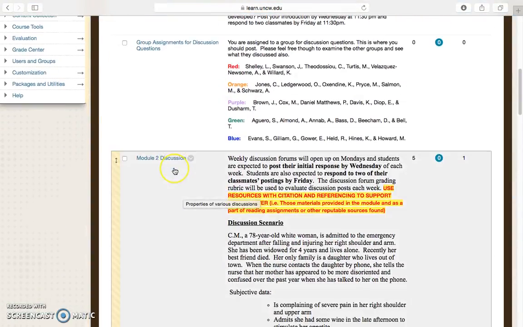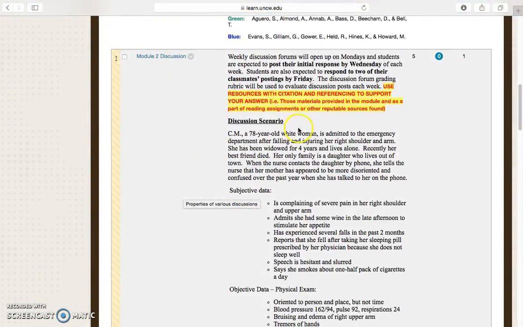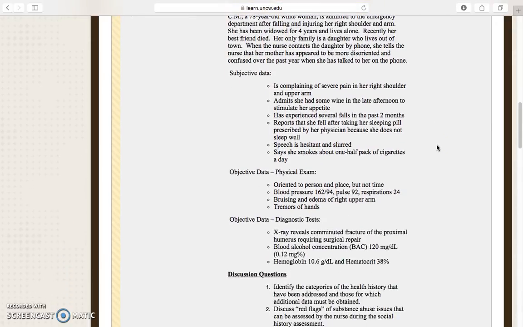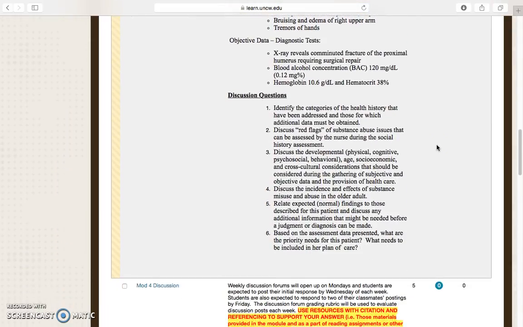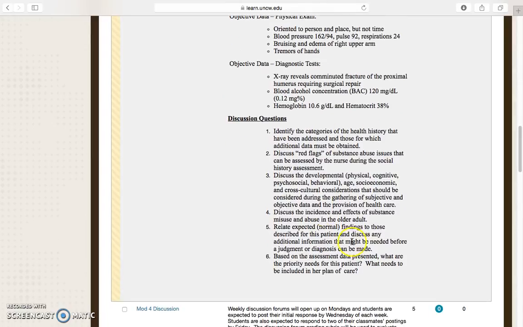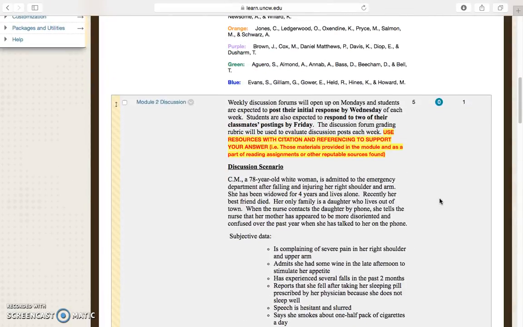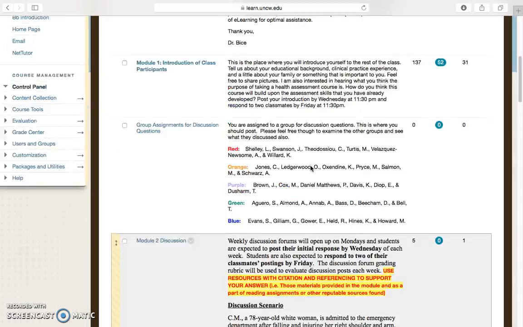This week, the Module 2 discussion is listed here for you in the discussion board. This essentially outlines a case study of a 78-year-old white woman. And we ask some questions regarding subjective and objective data, as well as your thoughts and overall impression of the patient, and some things that are very important to assess with this patient with regard to your learning this week. Make sure, again, that you use references and resources with citation to support your answer.